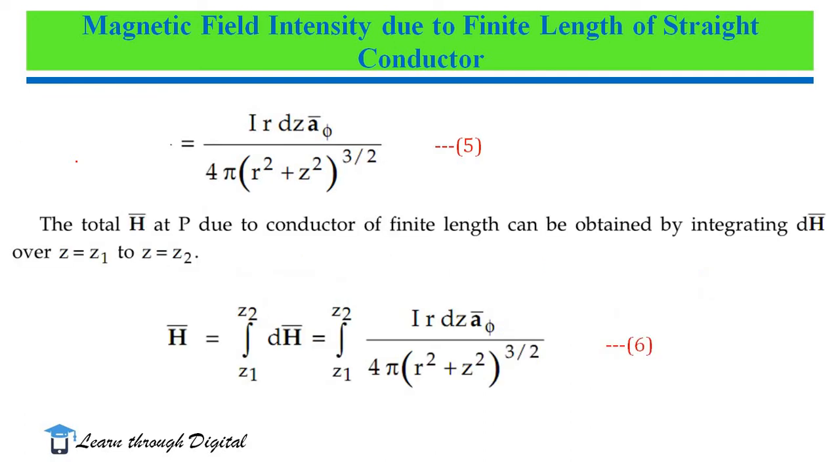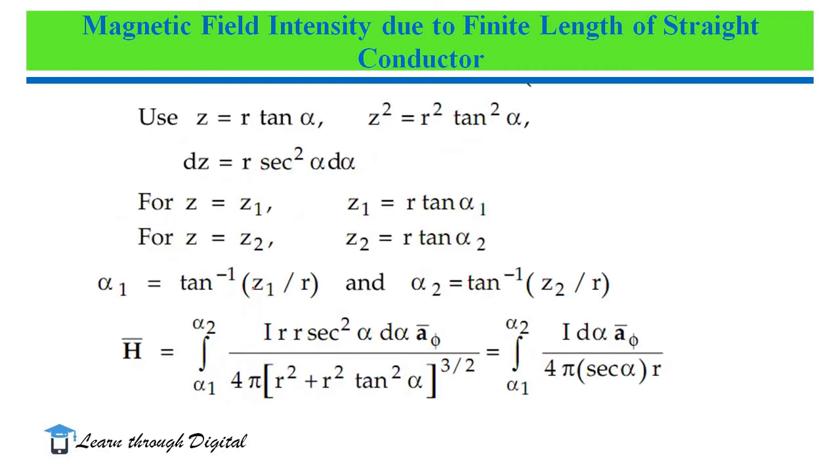The only difference is the integration limit. Here it is Z1 to Z2. Previously it was minus infinity to plus infinity. The same way we write Z1 is equal to R tan alpha 1, and similarly Z2 is equal to R tan alpha 2. Now the angle alpha 1 is tan inverse Z1 by R and alpha 2 is tan inverse Z2 by R. So we change the integration limit from Z1 to Z2 to alpha 1 to alpha 2.